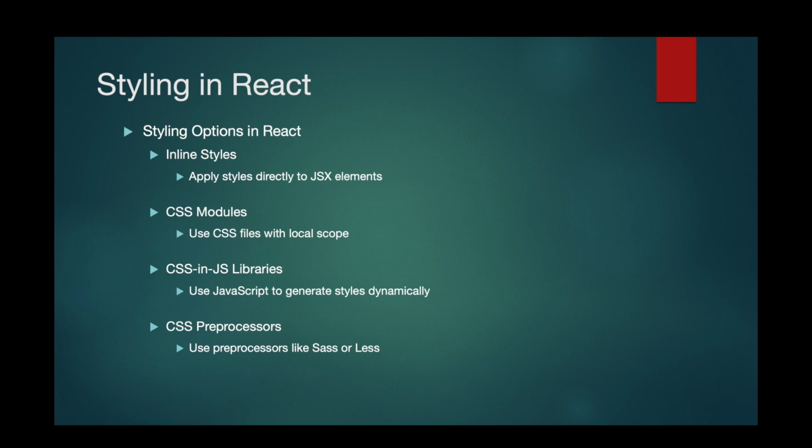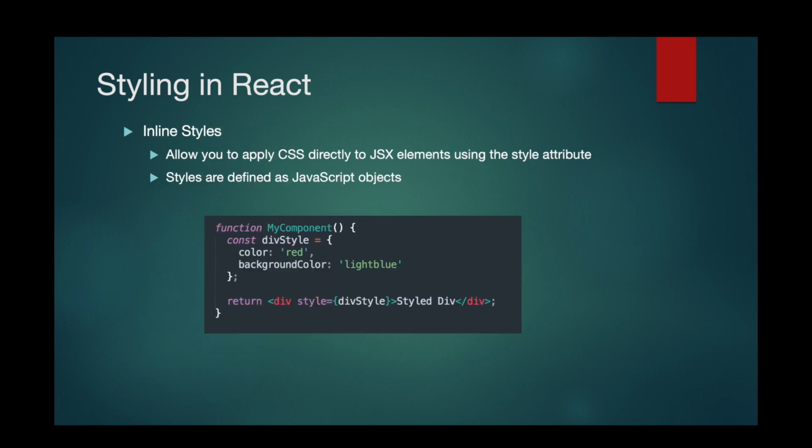There is CSS modules, where you use CSS files with local scope, allowing for better encapsulation and avoiding class name conflicts. CSS-in-JS libraries use JavaScript to generate styles dynamically, often scoped to specific components or elements. CSS preprocessors use preprocessors like Sass or Less to write CSS with additional features such as variables and mixins.